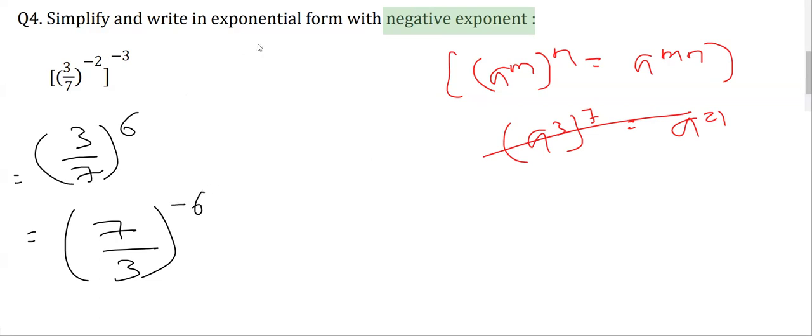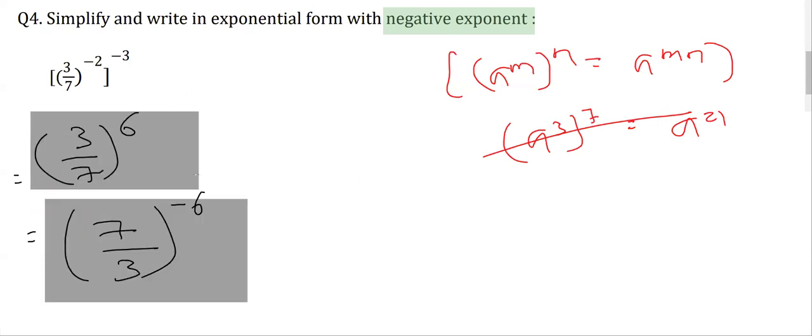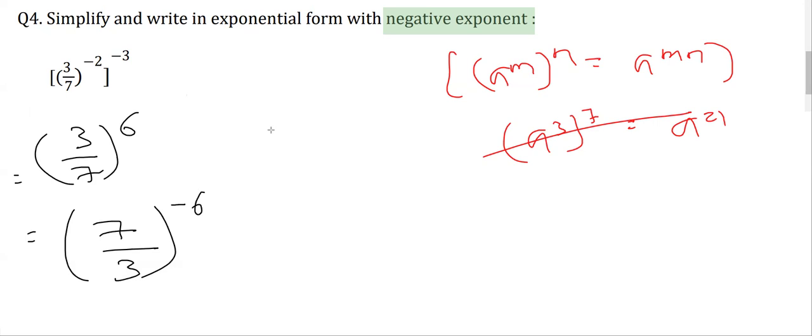Now make sure you do not get confused with this. This is not the reciprocal of this. They are the same, they are equal, and we just write them in a different way. So we got this answer. The final answer should be in the negative exponent, and that's why I wrote 3 by 7 raised to the power 6 as 3 by 7 raised to the power minus 6.